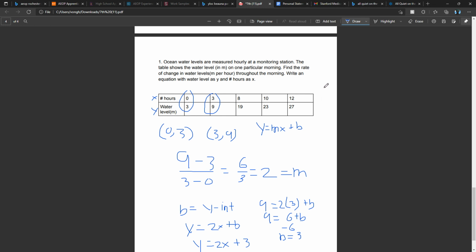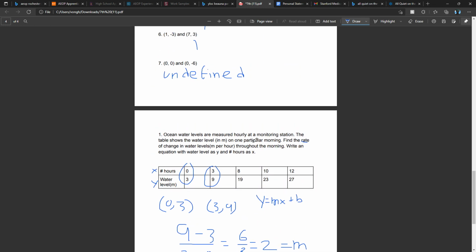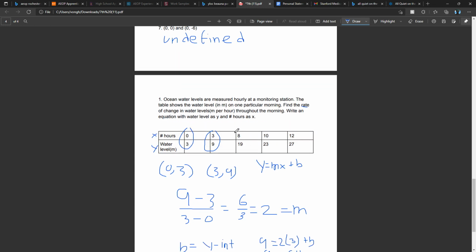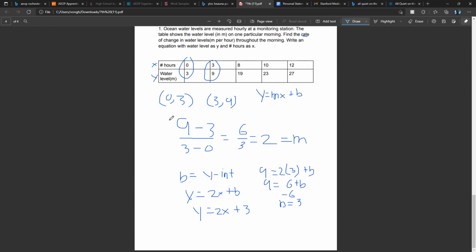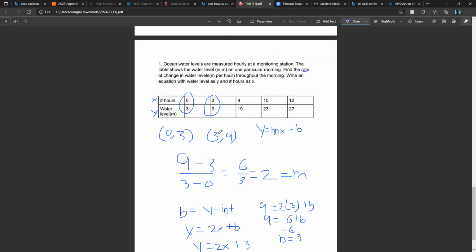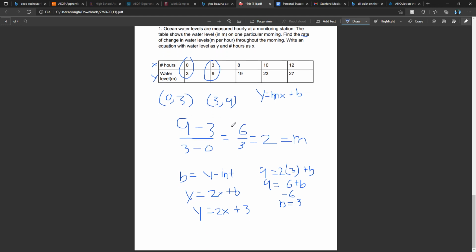We want to find the equation to find the rate. So what we have to do is just find the slope, because the slope is basically the rate of change. All we have to do is pick 2 points. I'm just going to pick the lowest ones, which are 0 and 3, and 3 and 9. I wrote them as points, ordered like this. And then we do the same thing.